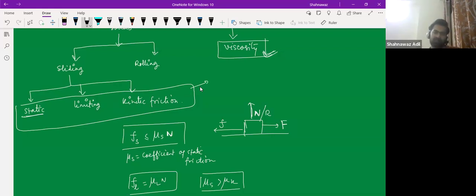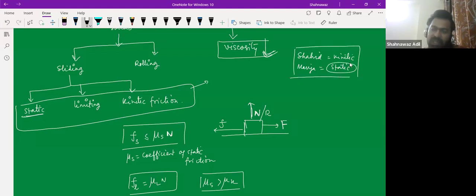So it can adjust, right? It can adjust itself so that it becomes different. So which one is the adjustable friction? If you remember, you have studied this friction, right? Static, kinetic. Shahid is saying kinetic. Maria is saying static. Right, so this friction is adjustable.